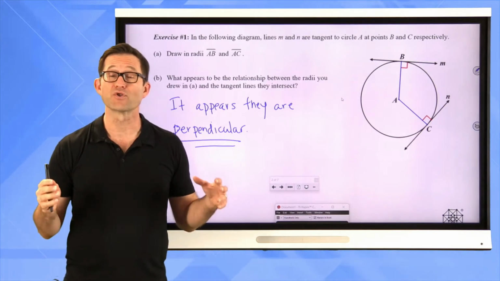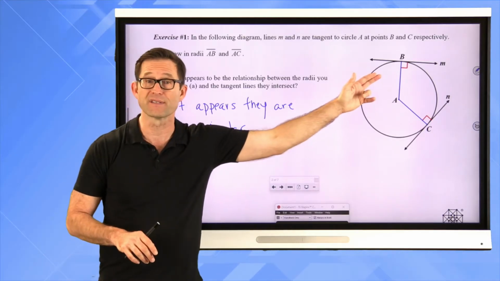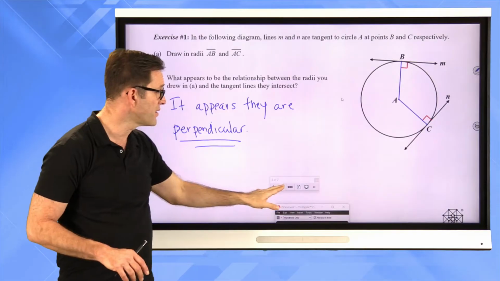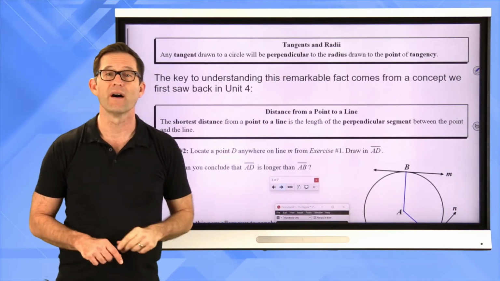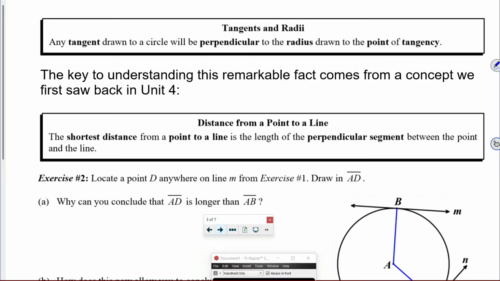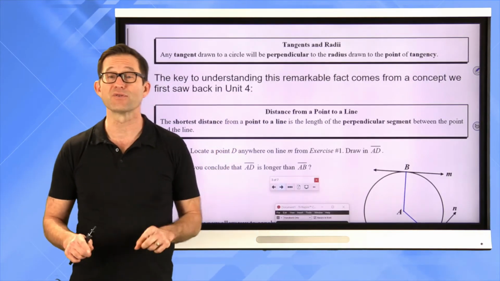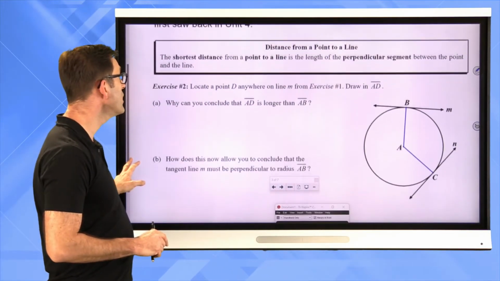And not only does it appear, but that is true. And it is one of the most crucial aspects about the relationship between tangent lines to circles and their radii, right? The radii and the tangent lines will be perpendicular. Here we go, tangents and radii. Any tangent drawn to a circle will be perpendicular to the radius drawn to the point of tangency. All right, now, how do we prove this? Well, the key to understanding this remarkable fact comes from a concept we saw back in unit number 4.